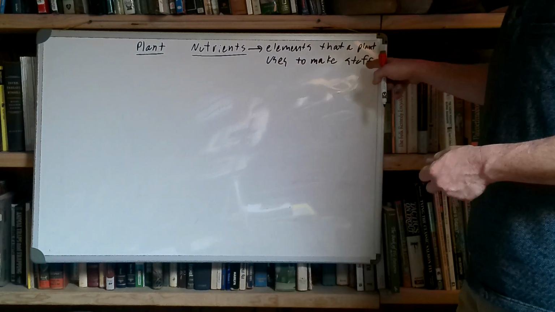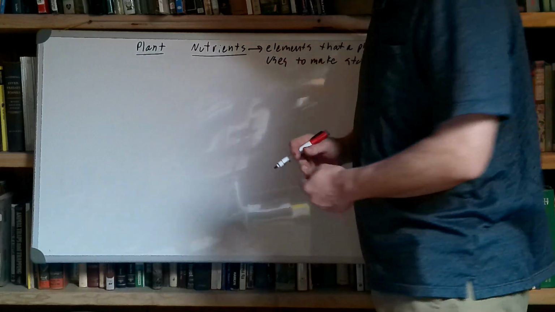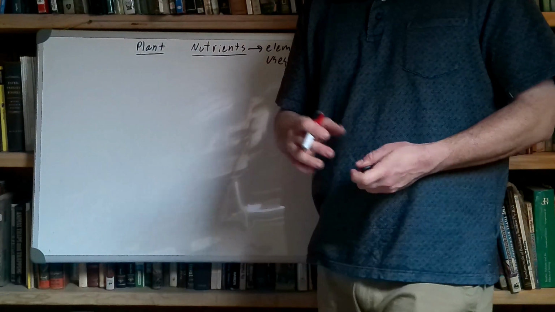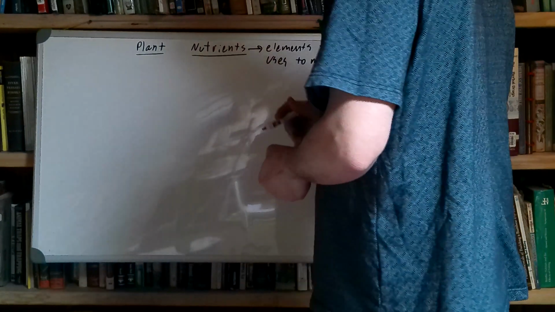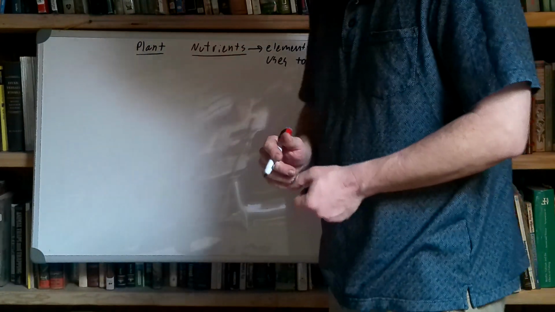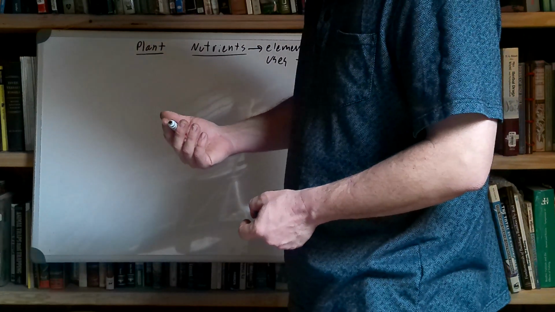Stuff, have 1 F or 2? 2, good. Okay. I'm a terrible speller. You'll figure that out pretty quickly. So I'll be asking questions of my wife here from time to time. Okay. An element that a plant uses to make stuff. That's a nutrient. And that's the first definition.